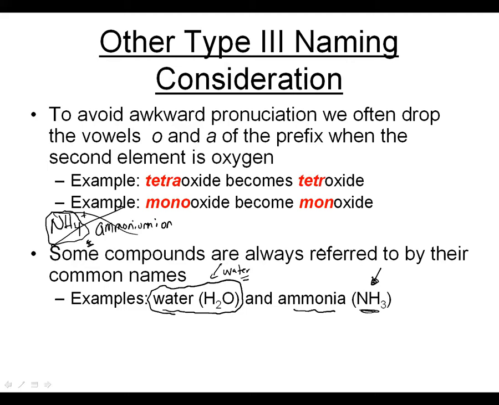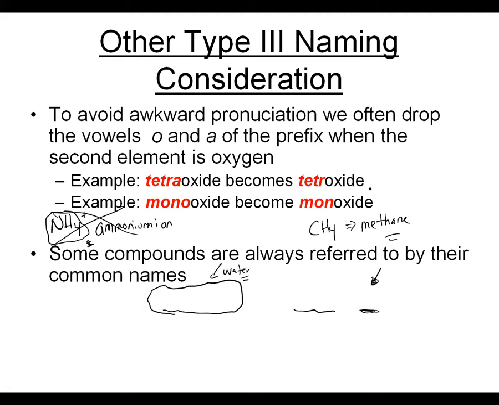Another very common one that you come across a lot is CH4. CH4 is what is known as methane. It is the simplest organic molecule you could have, basically one carbon bound to 4 hydrogens. Methane is usually also just referred to by its common name. So those three, you should definitely know the common names: methane, ammonia, and water. Any questions on that? All right.